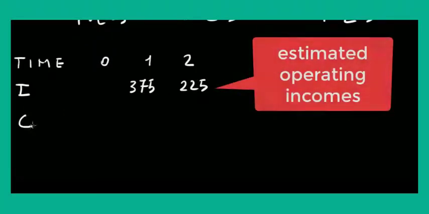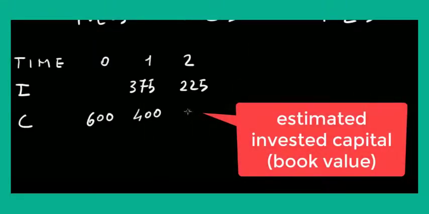So we have time 0, time 1, and time 2. Now remember that the income, the profit in the first period, was assumed to be 375, and the second income was 225. The capital invested is 600 at the beginning of the first period, time 0, and 400 at the beginning of the second period. At time 2, the capital invested is 0 because the project is over.